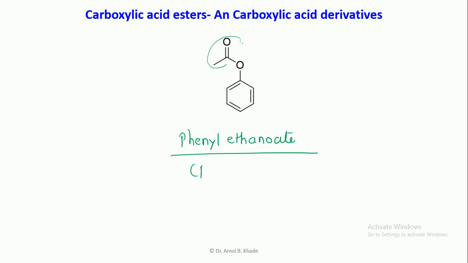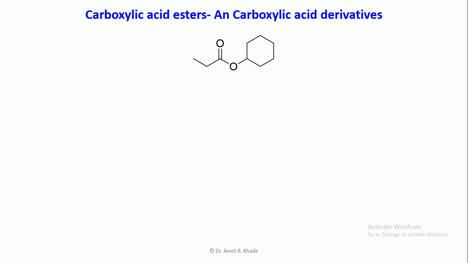So this is the correct name for this structure, phenyl ethanoate. This can also be commonly referred to as phenyl acetate. Since the acetate group is there, you can also refer to it as phenyl acetate. The IUPAC name is phenyl ethanoate. Now can you try this structure?